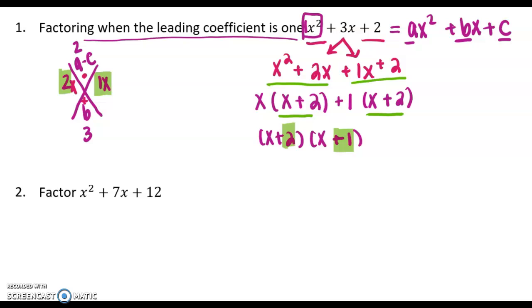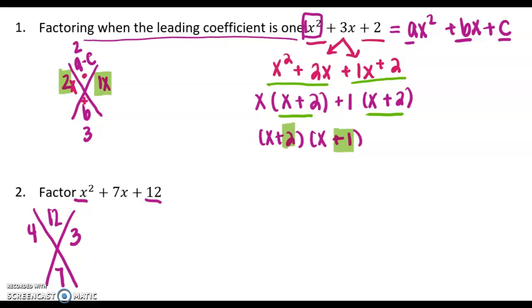So let's go ahead and work on the second example. So we have factor x squared plus 7x plus 12. So we're going to go ahead and create the x. Now remember, we're going to do a times c, which is 12, and then we're going to put b down there. And then you're going to think of two numbers that multiply out to 12 and add up to 7. So that's going to be 4 and 3.